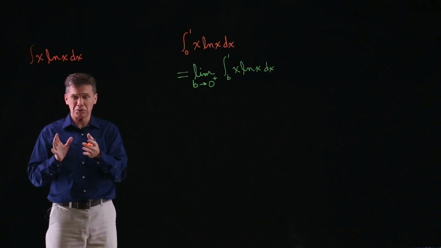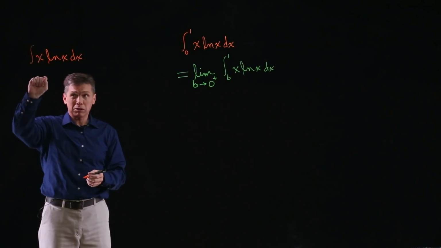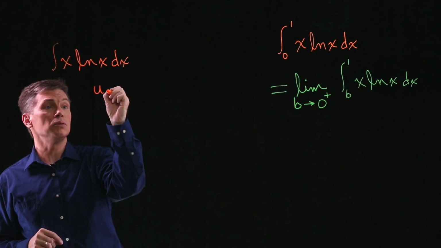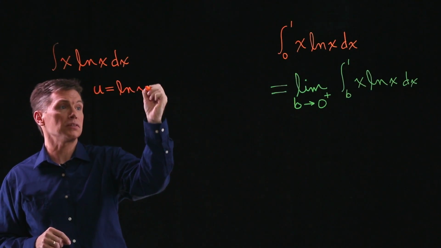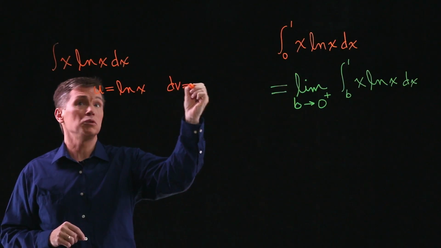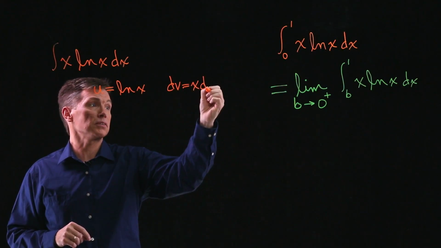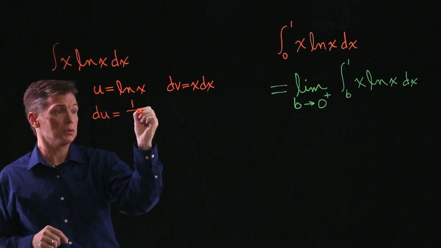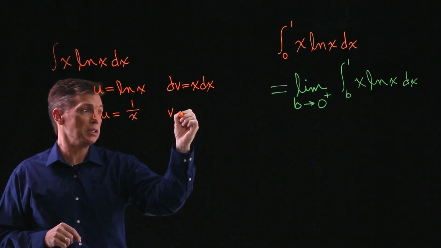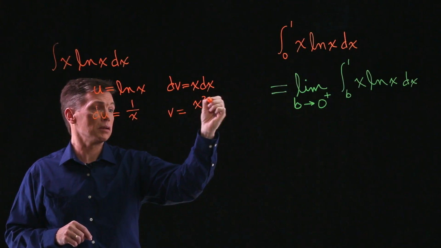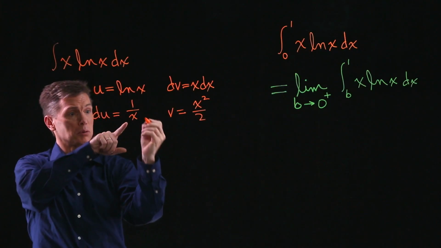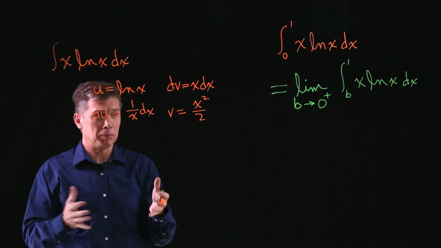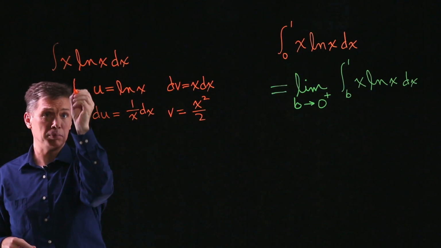Even as I get rolling on this, I think this is going to be integration by parts. So let's figure out a u and a dv. For u, I'm going to try natural log of x. dv would just be the x dx. So my du equals 1 over x dx, and my v looks like x squared over 2. And that's my pieces of the puzzle for integration by parts.